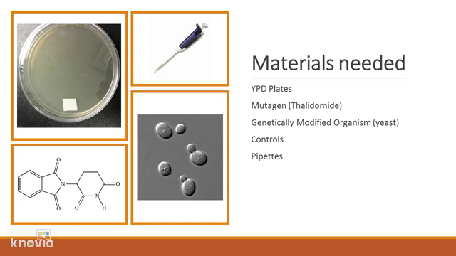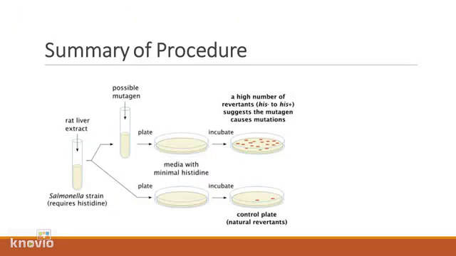Then we have the mutagen, which in this case I chose thalidomide, which was primarily prescribed against nausea and to alleviate morning sickness in pregnant women. It became an over-the-counter drug and was sold to women in Germany. This then resulted in between 5,000 and 7,000 infants who were born with malformation of the limbs. Yeast is used as a genetically modified organism because it's cost-effective and we're able to mutate its DNA easily.